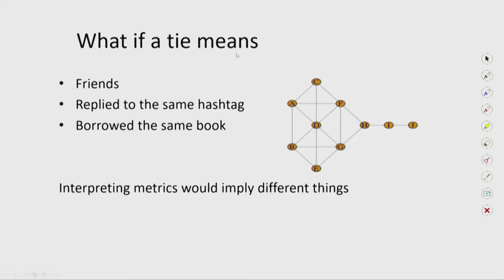So what if a tie means that two nodes are friends? Or what if a tie means that two people replied to the same hashtag? Or what if the tie simply means that two people borrowed the same book from the library? The density of a network of friends will not mean the exact same thing as the density of a network of people who borrowed the same book from the library. Interpreting these metrics would imply different things, and sometimes interpreting these metrics would actually be a little bit nonsensical.